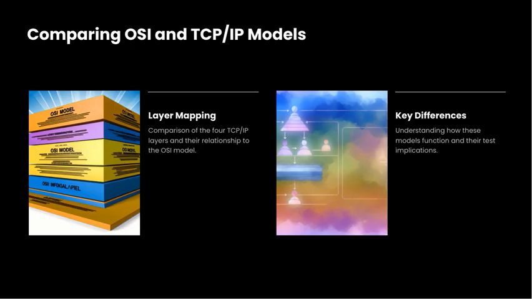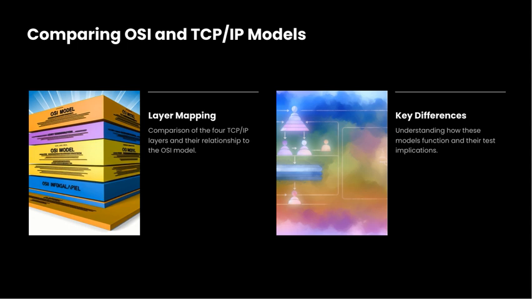Moving down, the Internet layer in TCP/IP is roughly equivalent to the network layer in OSI, responsible for addressing and routing packets. And finally, the link layer in TCP/IP covers both the OSI's data link and physical layers, dealing with how data actually moves across physical media.